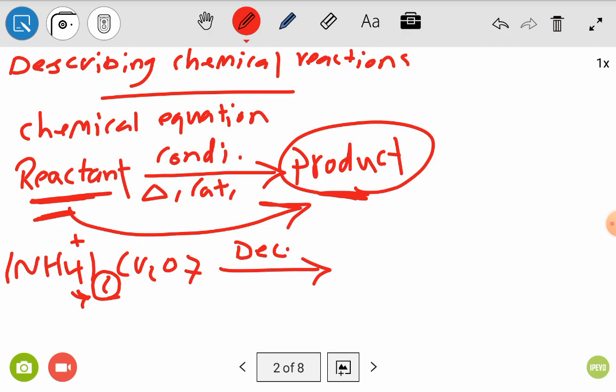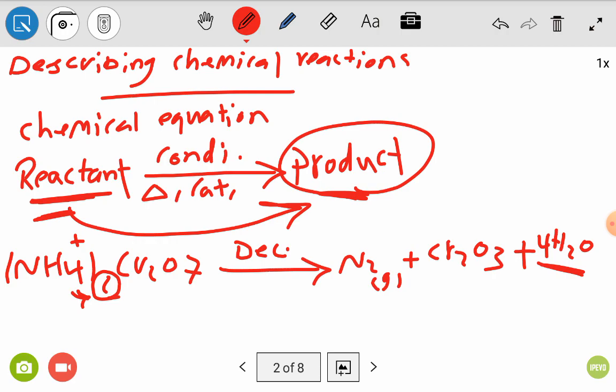and we can say that ammonium dichromate is going to decompose and produce nitrogen in the form of a gas, N2, plus Cr2O3, chromium trioxide, and 4H2O. And let's stop here for a while and explain why it's 4H2O.